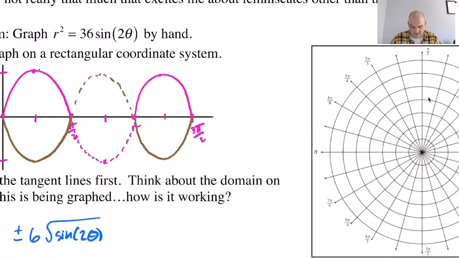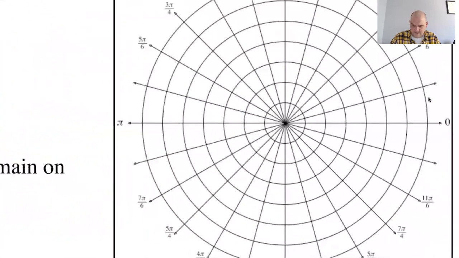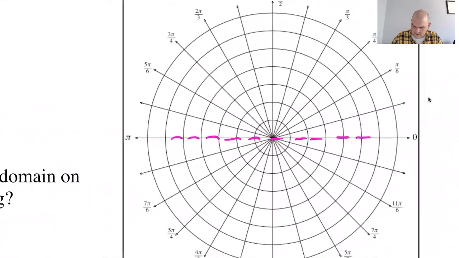So let's see. I'm going to take theta equals 0 and theta equals pi over 2, and I'm going to dot those in as tangent lines. So 0 and then pi over 2.